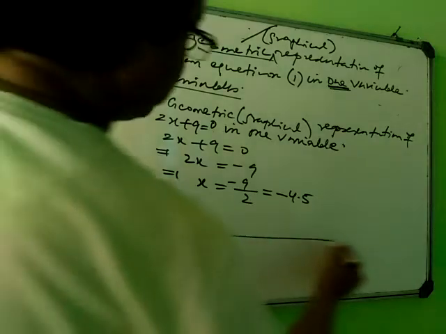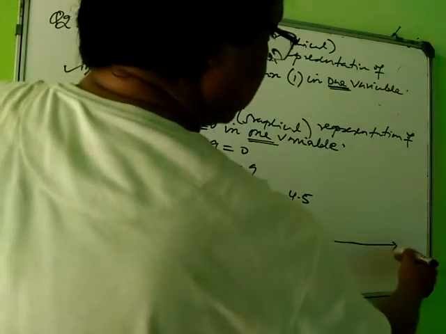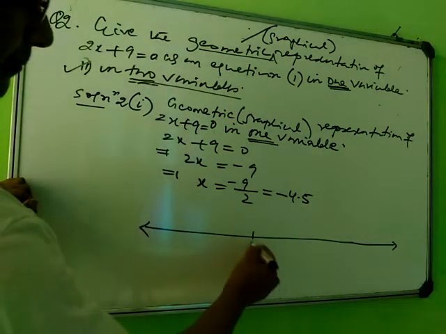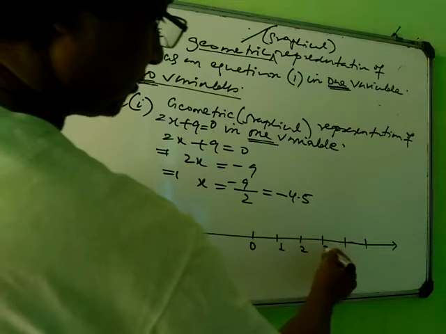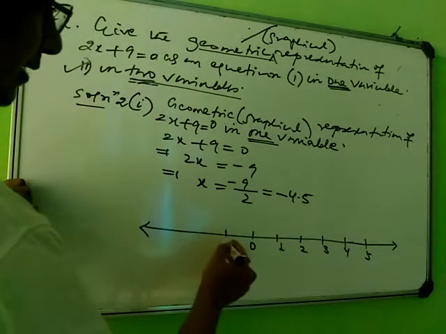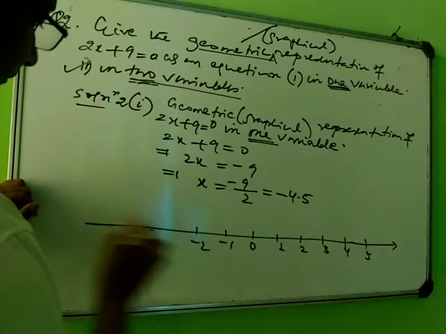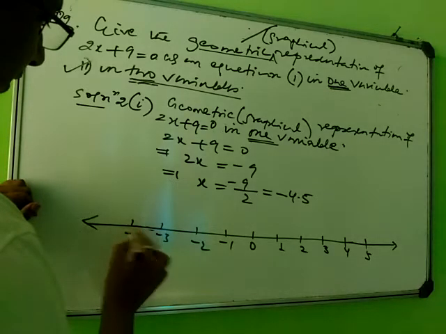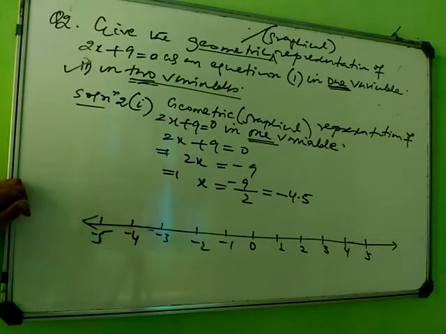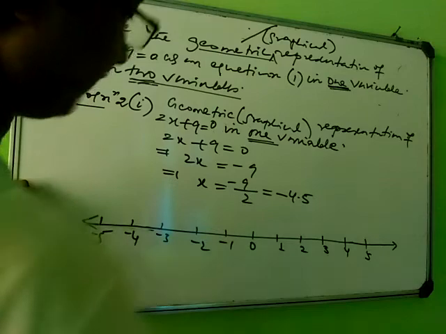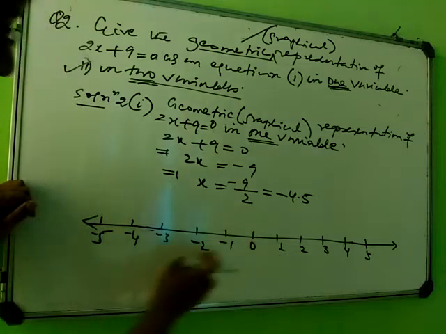Now you draw the number line. Because your variable is one variable, so you are going to draw it on the number line. So number line, so it is 0. So it is 1, 2, 3, 4, 5. Then here minus 1, minus 2, minus 3, minus 4, minus 5. So now here the x is minus 4.5. So minus 4.5 is, that means left of 0. So this side, these are all negative.